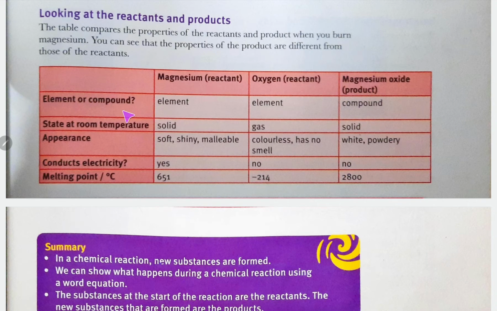Magnesium is an element or compound? It's an element. Oxygen is an element. Magnesium oxide means it's a compound. State at room temperature: magnesium will be solid, oxygen is gas, magnesium oxide is solid.